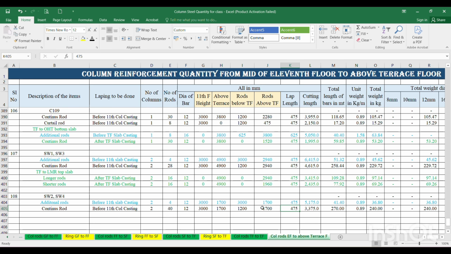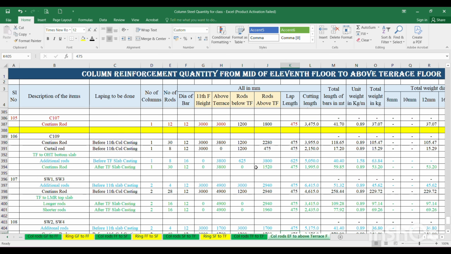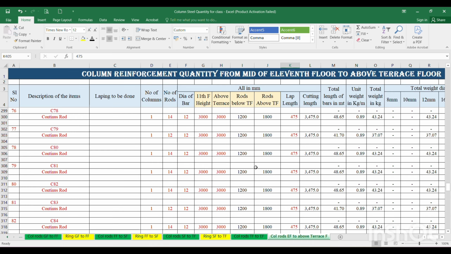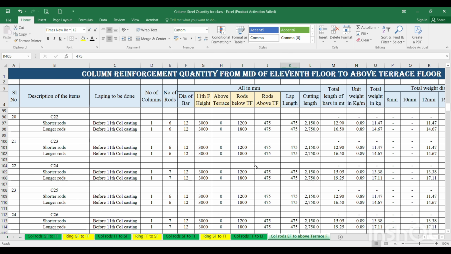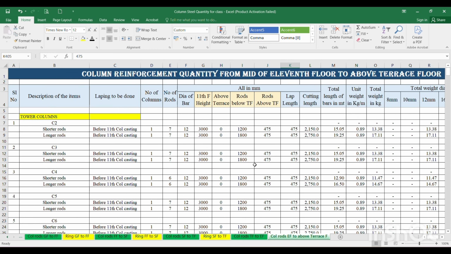Okay, so I think you people understand these column calculations from 11th floor to above terrace floor. You have to watch this drawing slowly and study the drawing parallelly, then you will understand easily.